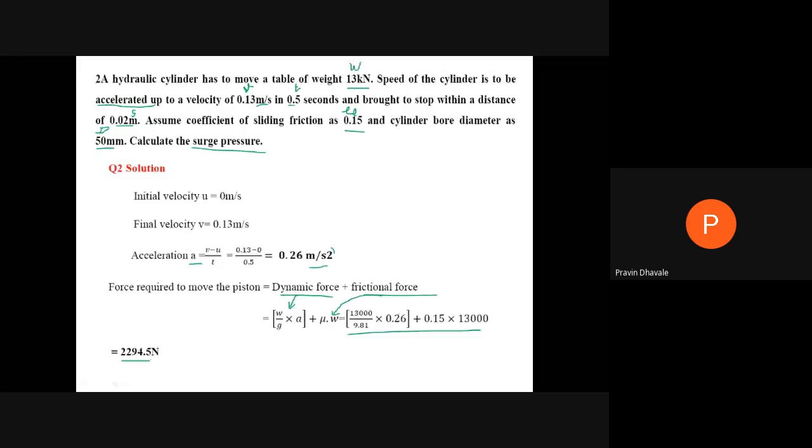Yes, sir. Okay. First of all, write down the example, then the given data, and calculate the force required to move the piston. The value of F is 2294.5. Write down the example first. Start writing its solution initially with the given data, then calculate acceleration and the force required to move the piston.